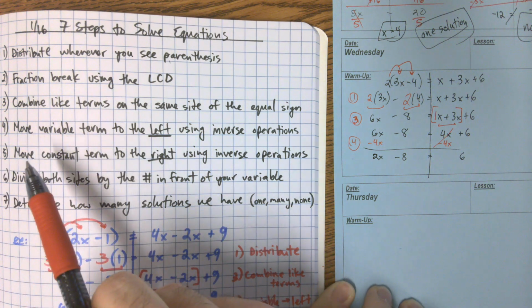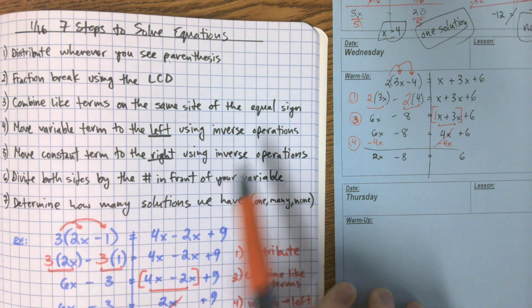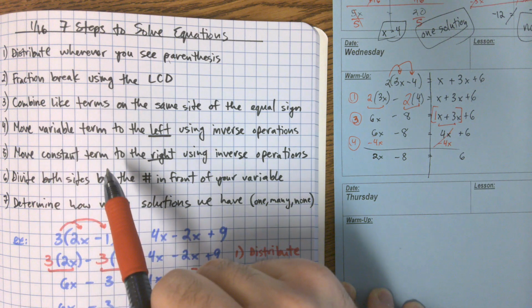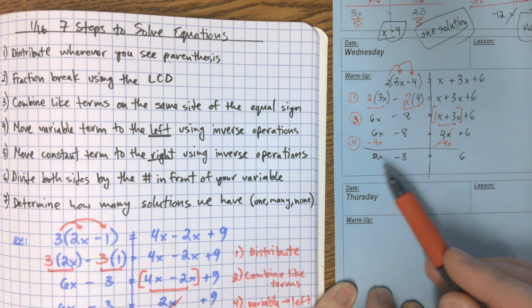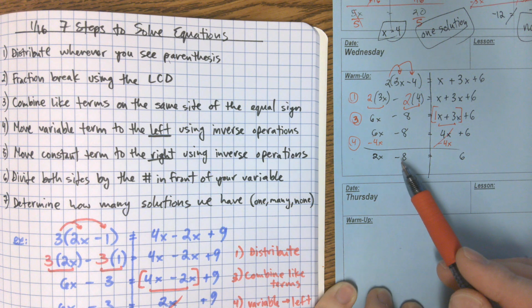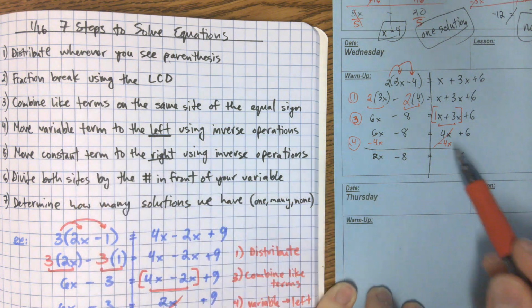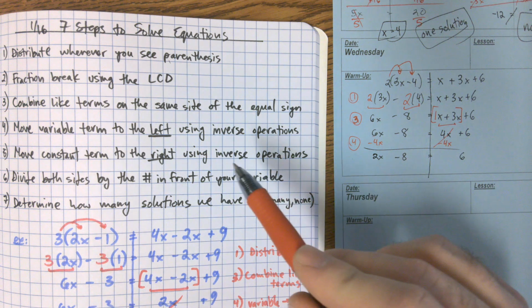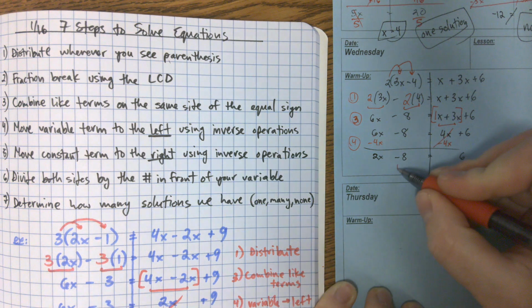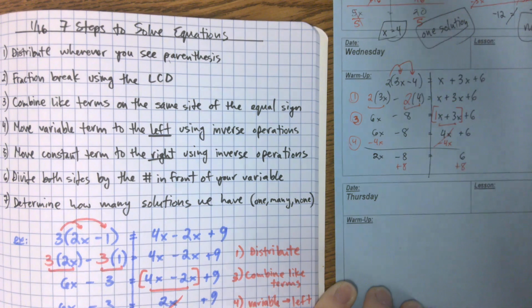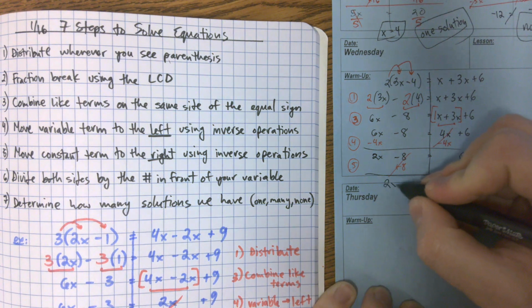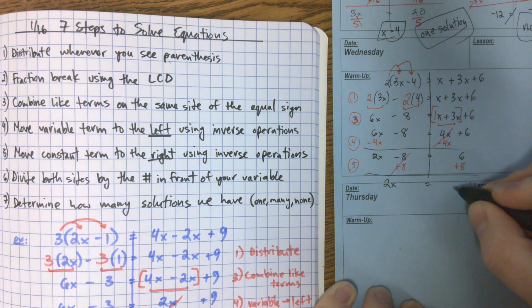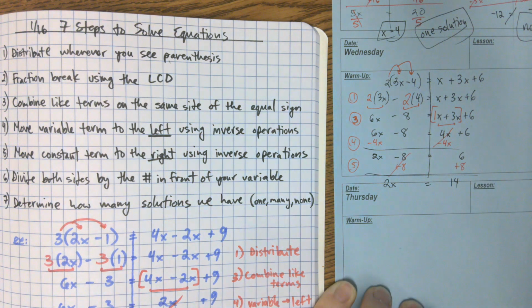Step 5 says I'm going to move the constant term to the right using inverse operations. So if I want to move a term to the right, I'm going to have to move it from the left. Between 2x and negative 8, my constant term is going to be negative 8, and the inverse of negative 8 is positive 8. On both sides, there's step 5. My 8's cancel out, and I'm left with 2x equals 6 plus 8, 14.